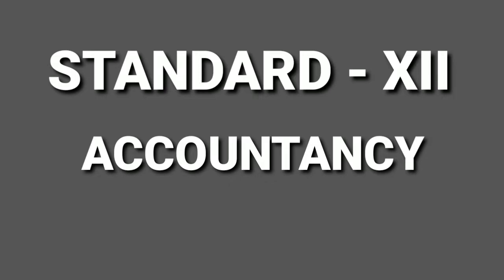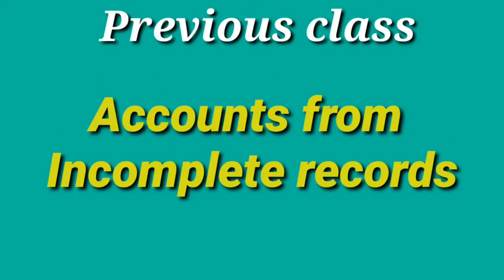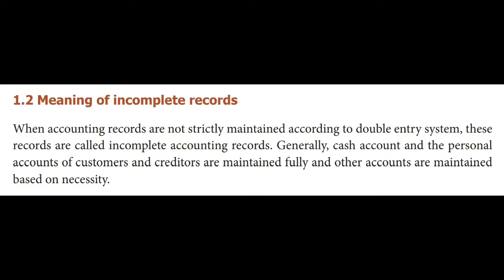In the last class, you saw about accounts from incomplete record. Just recall the previous topic. What is incomplete record? When accounting records are not strictly maintained according to double entry system, these records are called incomplete accounting records. Generally, cash account and the personal accounts of customers and creditors are maintained fully.